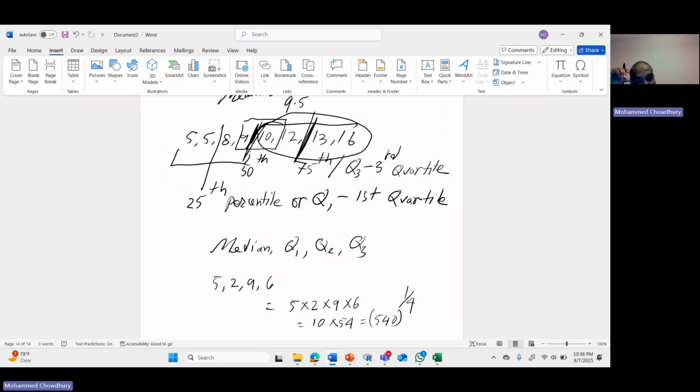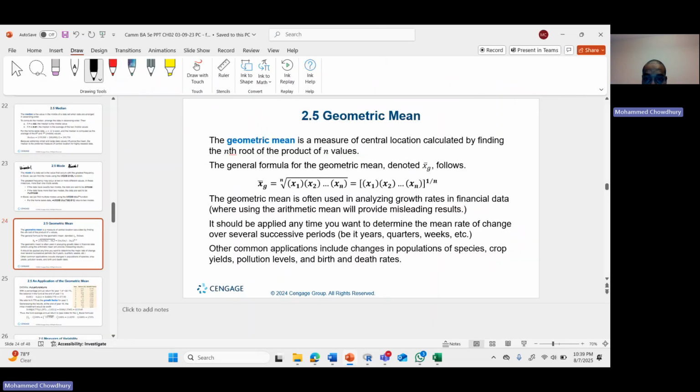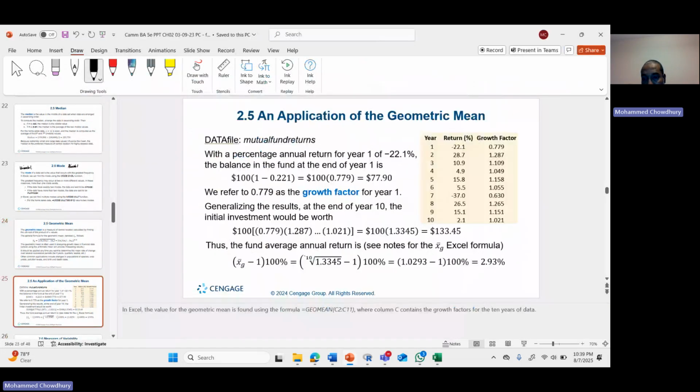That is the geometric mean. Geometric mean is used in order to better compute the growth rate. In financial analysis, this is used to compute the growth rate. There is an example, read it. If you do not understand this, let me know. I will explain these things.